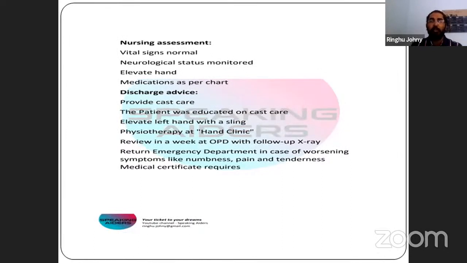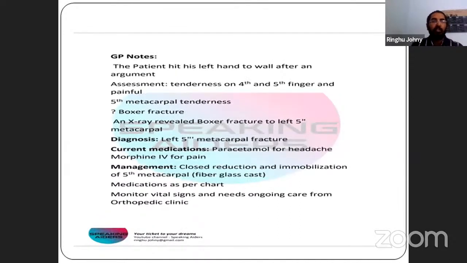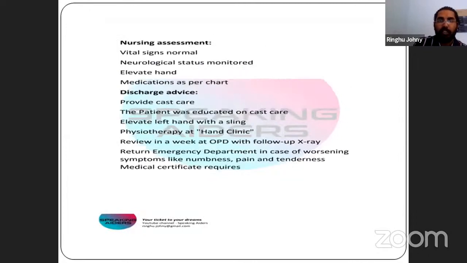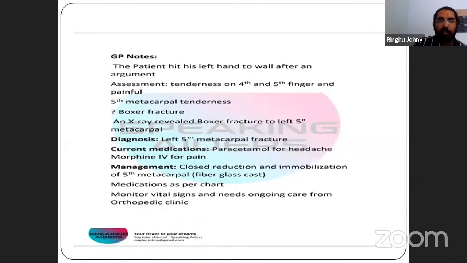So we need to include both purposes. Sometimes we can find the purpose in the discharge advice. Sometimes we can find it in the writing task. So here the purpose is given as ongoing care. Again, you can find here also under management, monitor vital signs and needs ongoing care from orthopedic clinic. So that's the purpose.